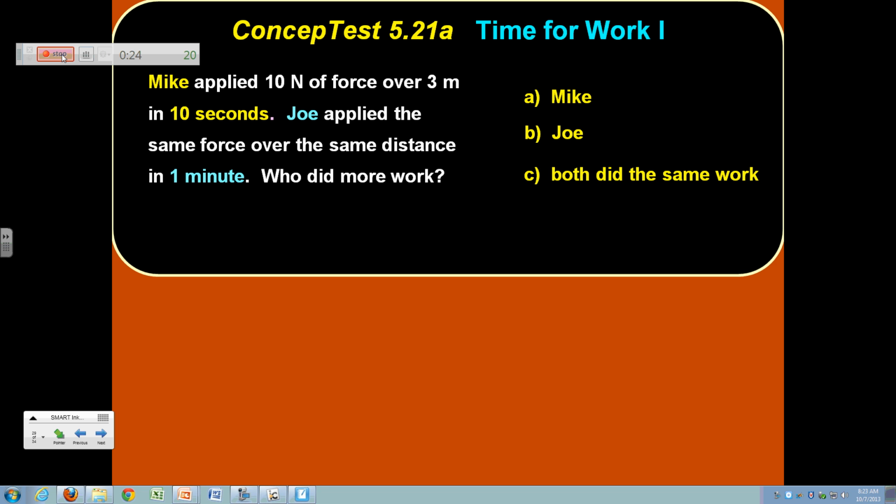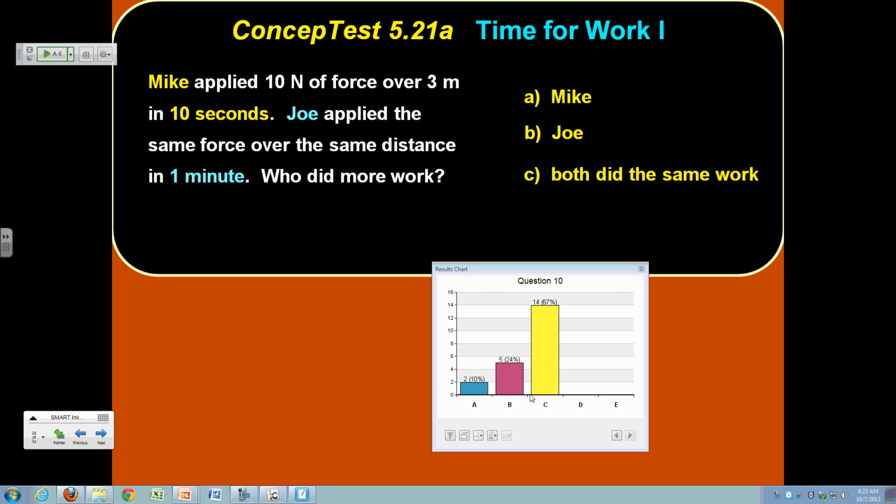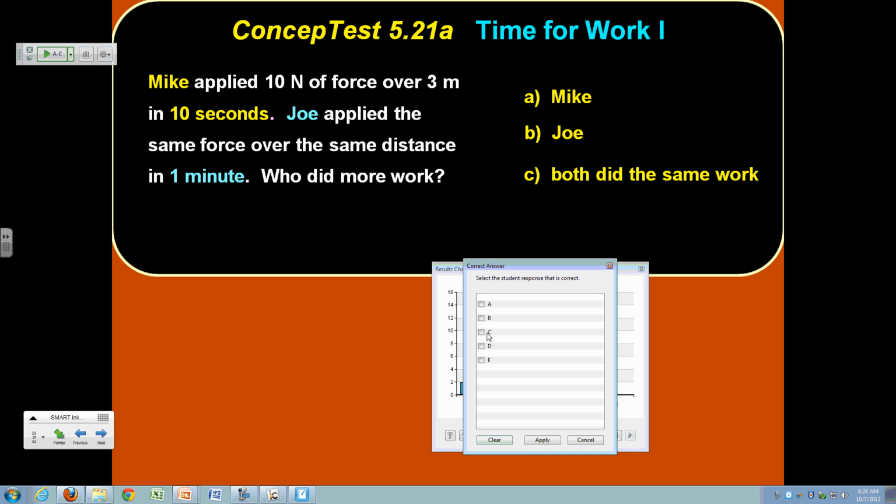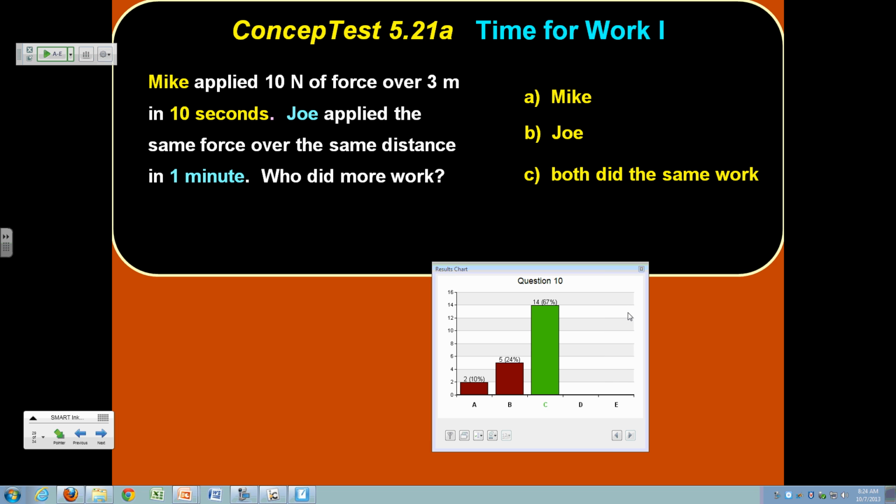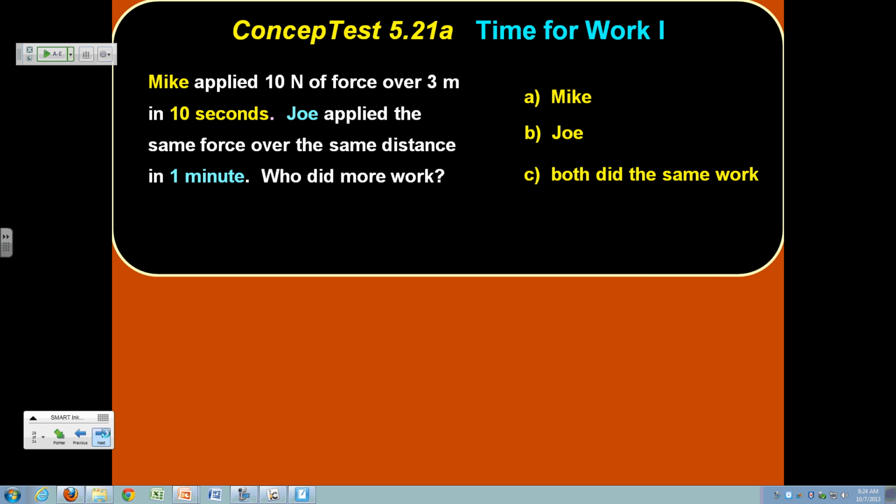We're almost done. All right, good. They both did the same work, same force, same displacement, so same work. Just a couple more.